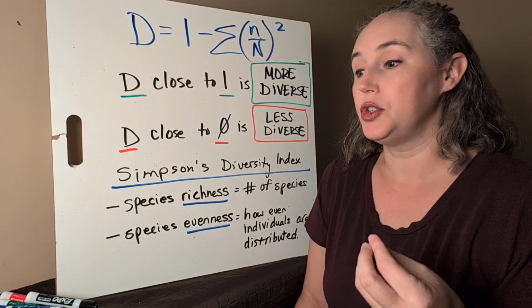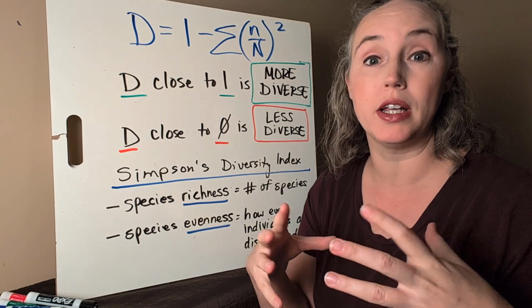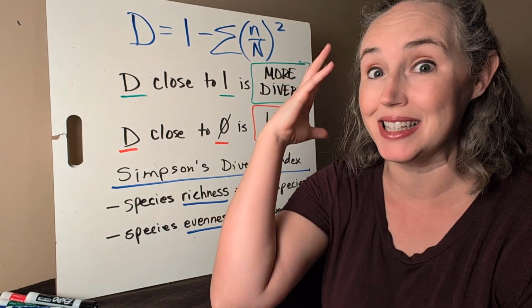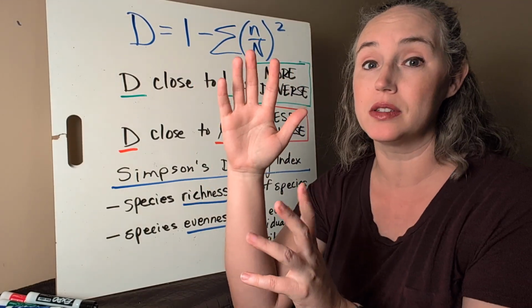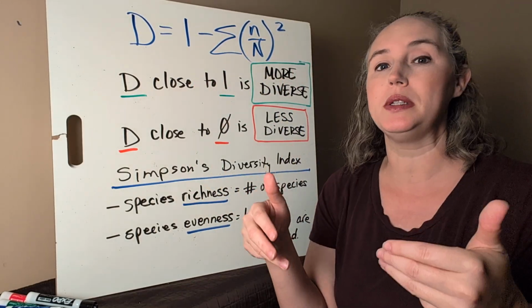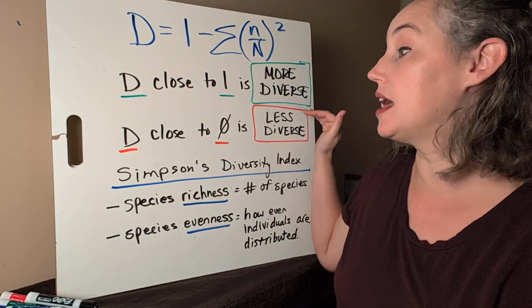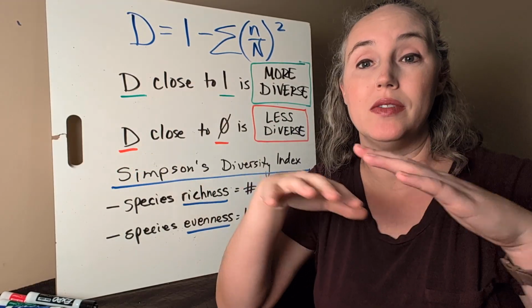So say, for instance, you have an area, a community or an ecosystem with lots of different species, but one species is really dominant, like there's more of that by far than anything else. Even though there are many species, it's going to have a lower D value than a community that has a more even spread.